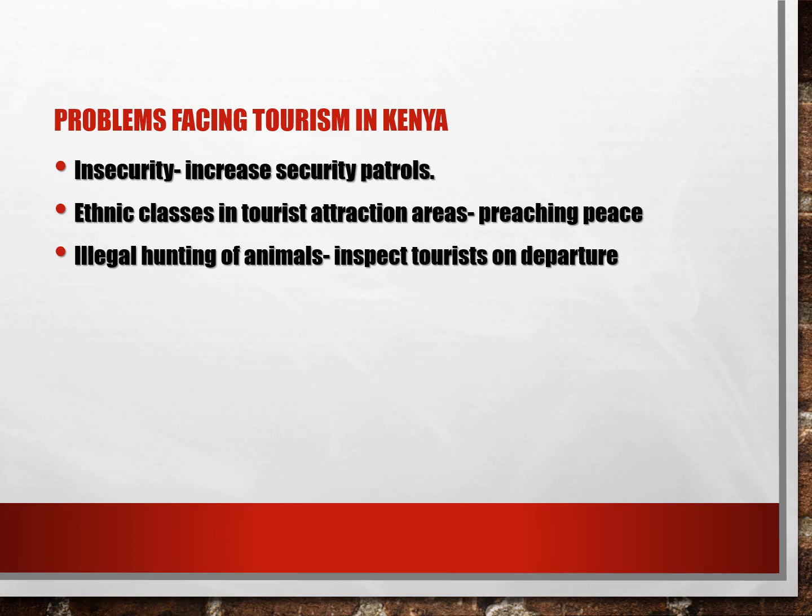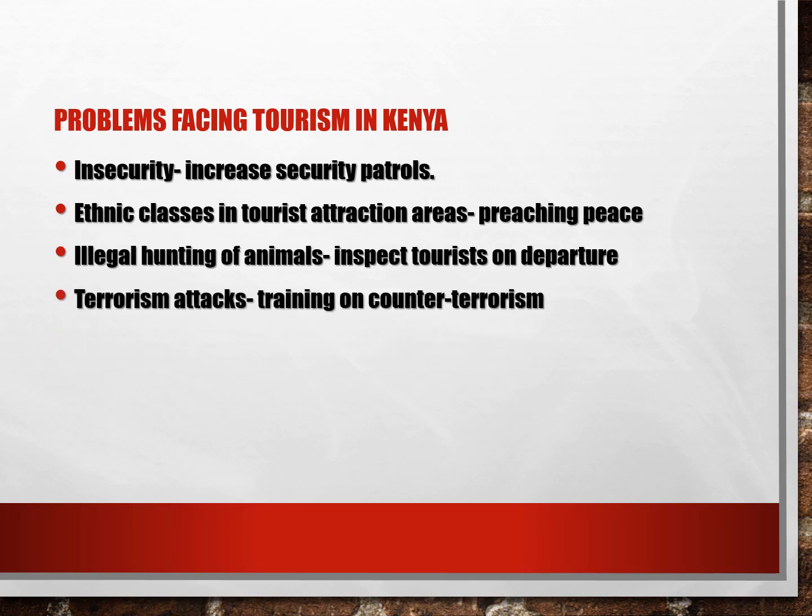Now, as a solution, we need to inspect tourists on departure to avoid the issue of exporting of ivory, because that is what promotes the issue of poaching. If people don't have a market for these products, then they would not be there in the market. But because some tourists are involved in the business of transporting them out of the country, that is what is leading to a lot of illegal hunting, which puts a risk to our tourism sector.